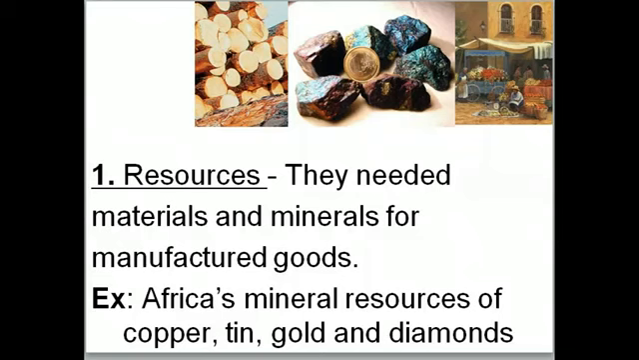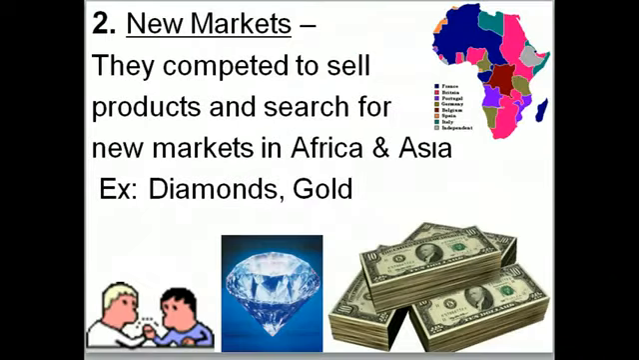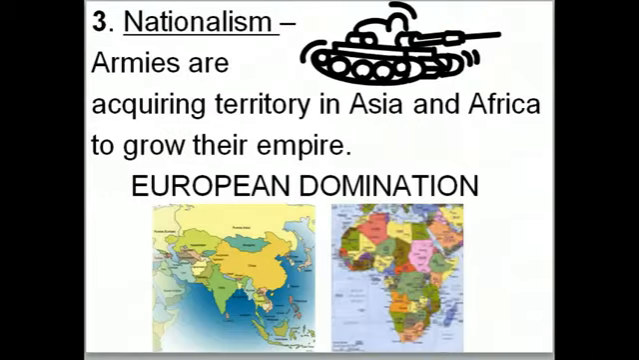The second reason, the motivation for imperialism, is looking for new markets. They're going to compete to sell products and search for new markets in Africa and Asia. If China has so many people, then hey, we can sell a lot of products to those people. And the Africans, because we're more powerful than them, we can sell a lot of our products to them. They also want to turn around and sell the diamonds and the gold that they find and all of those finished products.